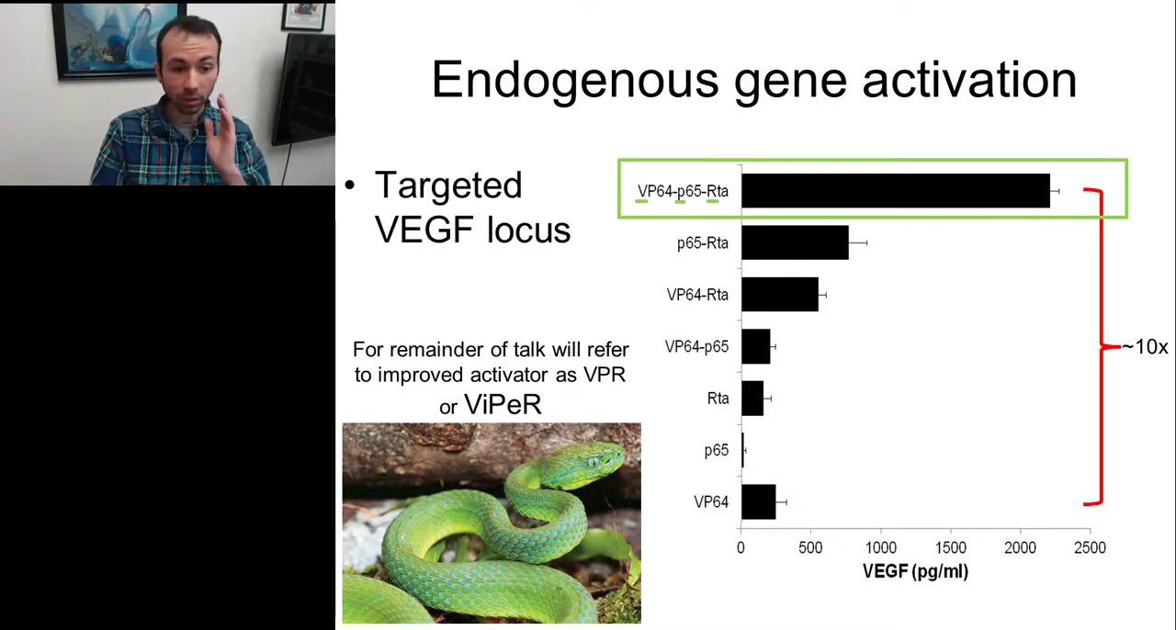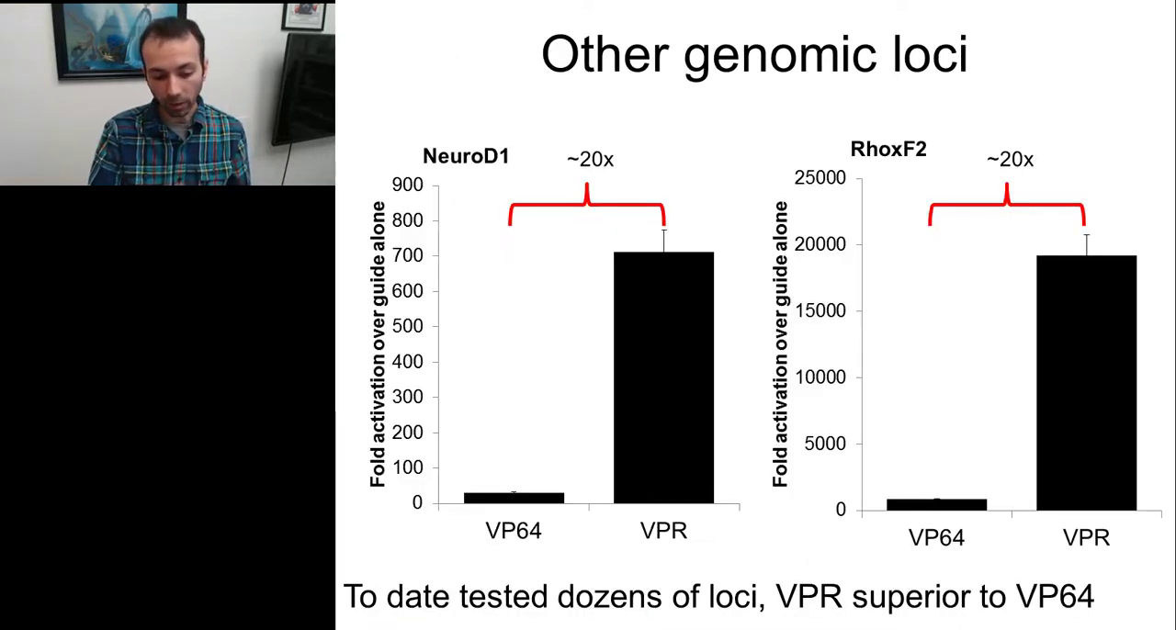So we tested other genomic loci. We tested a few others like NeuroD1 and ROXF2. These are both transcription factors. And we compared our activation with VP64 versus Viper. And what you see in both cases is that Viper is significantly better than VP64. It's about 20 times better. And to date, I've tested, I don't know how many dozens of loci, and Viper basically is always better than VP64. So activating one gene at a time is really nice.